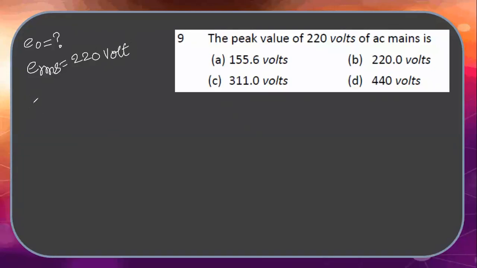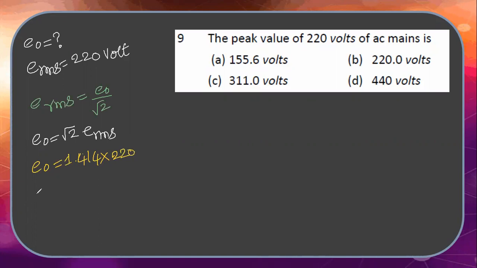To calculate the peak value, ERMS is equal to E naught divided by square root of 2. So E naught is equal to square root of 2 into ERMS. Square root of 2 is 1.414, into ERMS which is 220. Therefore, E naught is equal to 311 volt. Right. Next.